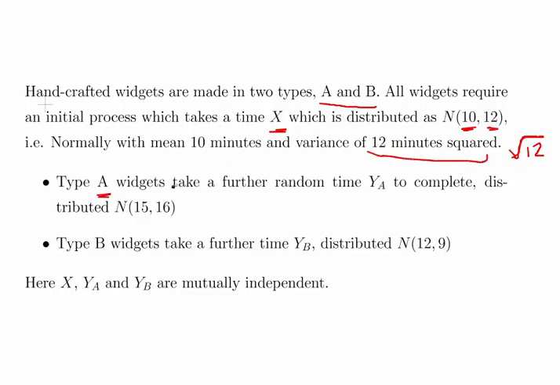Now, type A widgets take a further random time YA to complete, which is normally distributed with a mean of 15 minutes and a standard deviation of 4, which is a variance of 16. And likewise, type B widgets take a further time YB, normally distributed with a mean of 12 and a variance of 9 square minutes. Here, X, YA and YB are mutually independent.